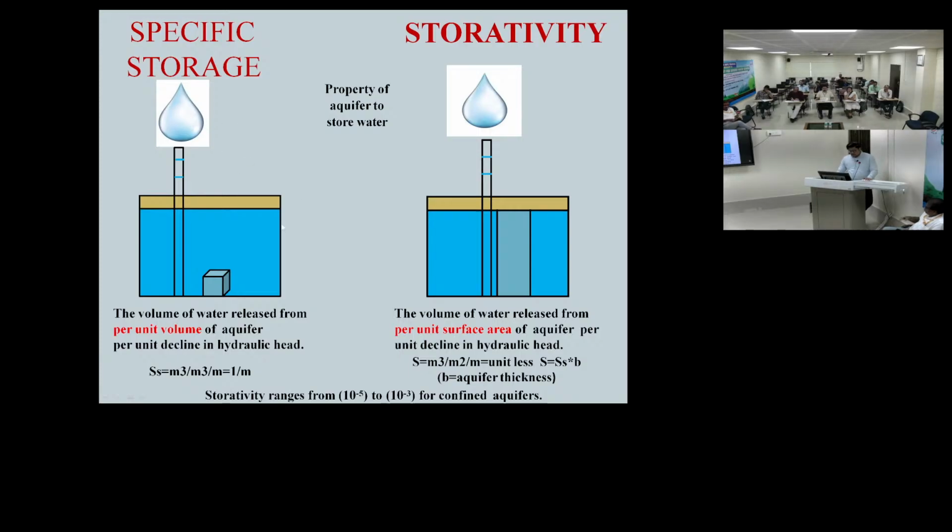So this is specific storage. This is the volume of water released. It is for an unconfined aquifer. This is the volume of water released per unit volume of aquifer under a unit decline in hydraulic head.